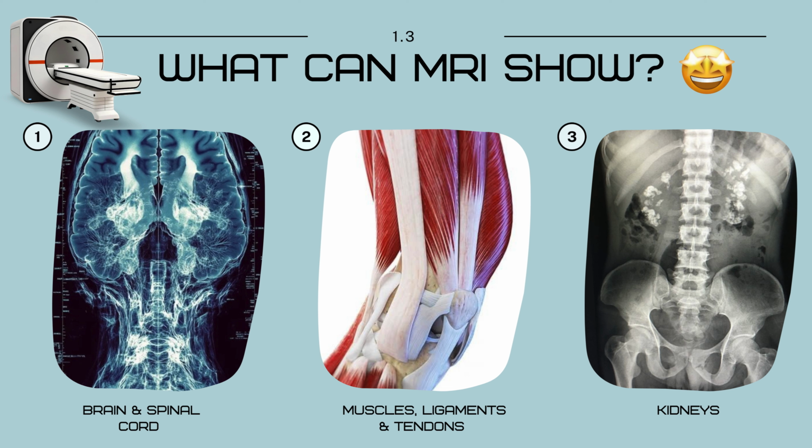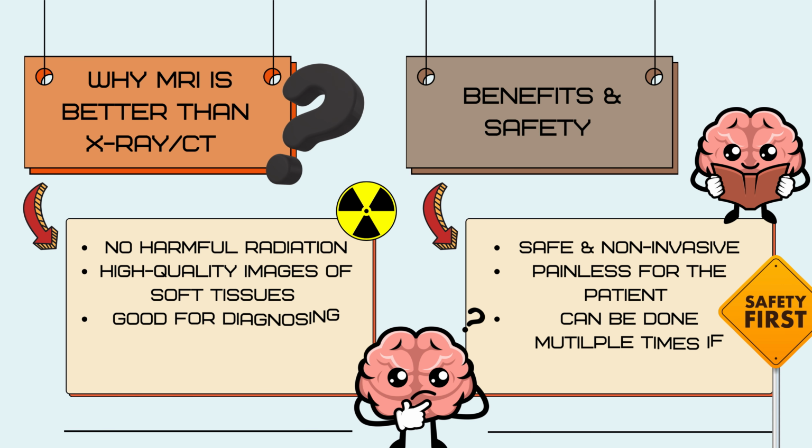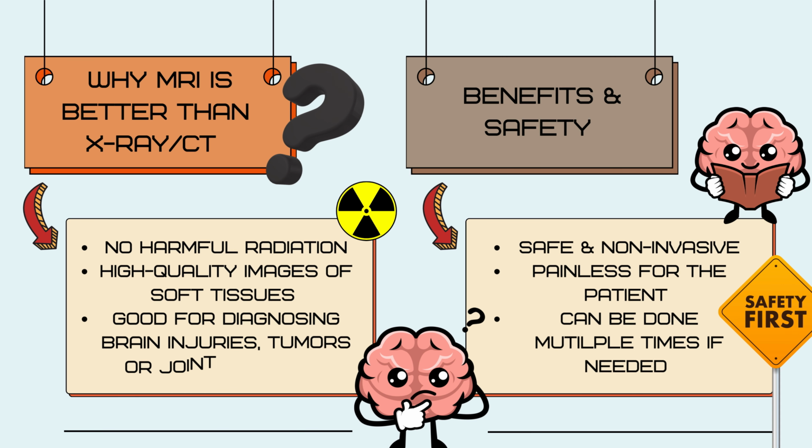Alright, to wrap up this part about MRI, let's quickly talk about why MRI is actually better than X-ray or CT scan, especially for certain cases. First of all, MRI doesn't use harmful radiation, so it's much safer, especially for people who need multiple scans. Plus, it gives really high quality images of soft tissue, like I just mentioned. That's why doctors use it to help diagnose things like brain tumors, joint injuries, or spine problems.